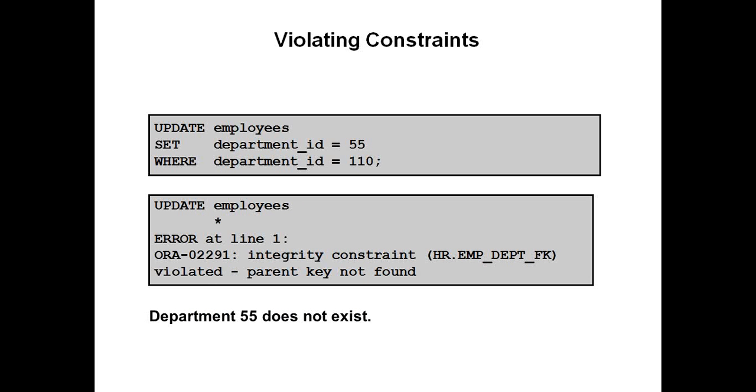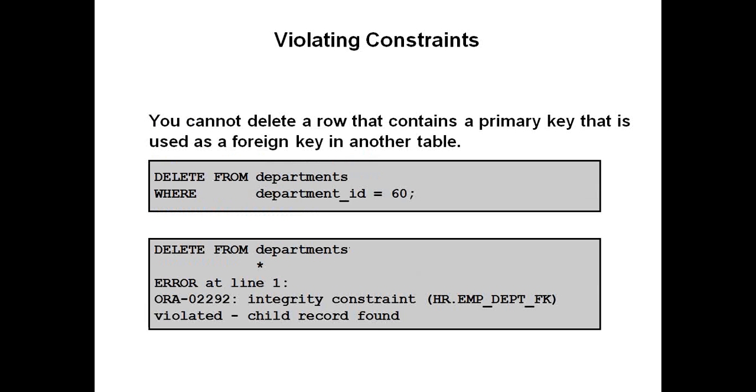So this is one more case where you are violating the constraints. Whenever you want to update the foreign key, it should have a proper primary key configured. If we don't have that, we would be landing up with this particular error. And the other thing: you cannot delete a row that contains a primary key that is used as a foreign key in another table. So this is one more restriction we have.